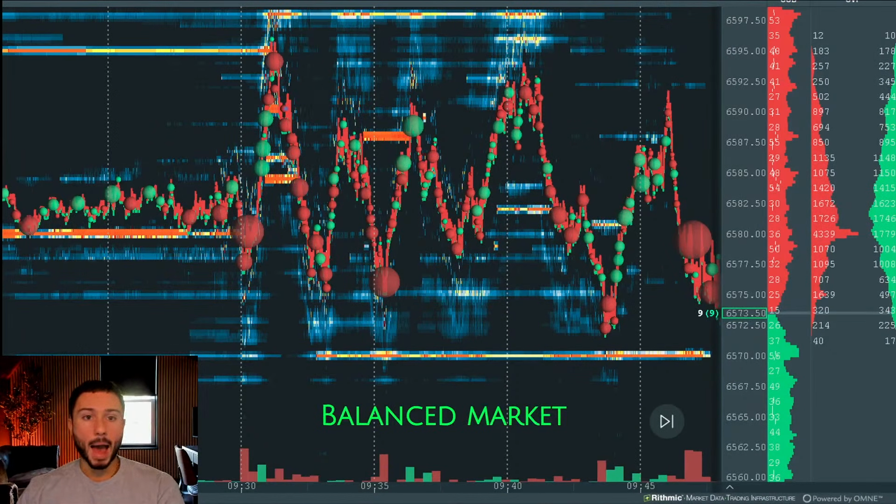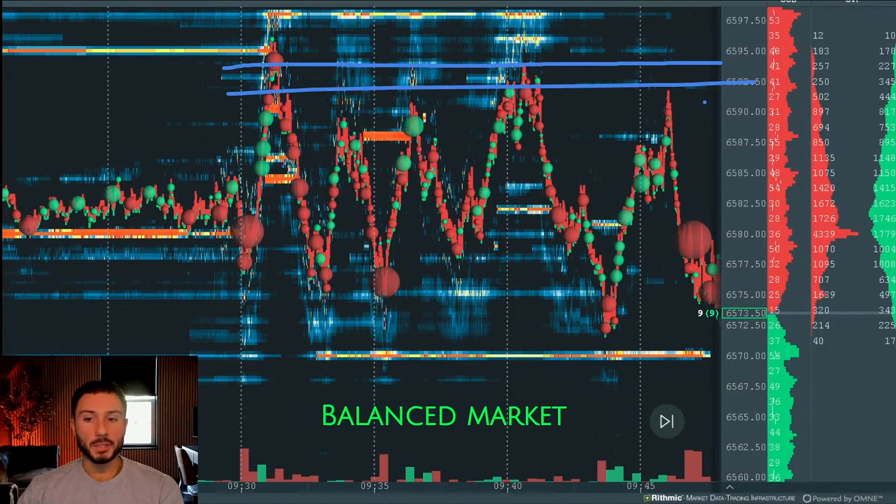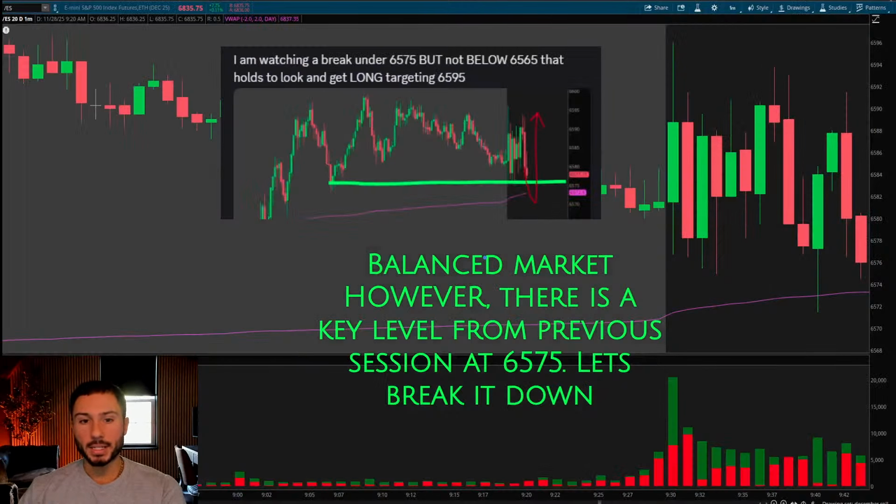So what we're going to see is a balanced market. In balanced markets, I look to fade the extremes. I look to buy the lows and sell the highs. In balanced markets, it's not proper for me to go for continuation. It's not proper for me to expect a larger move. I look for mainly reversals in balanced markets. Here we can see a clear balanced market, and even over here we could see one.